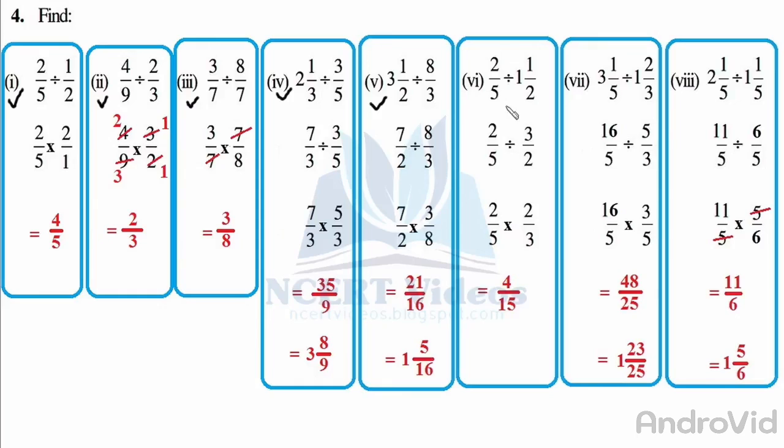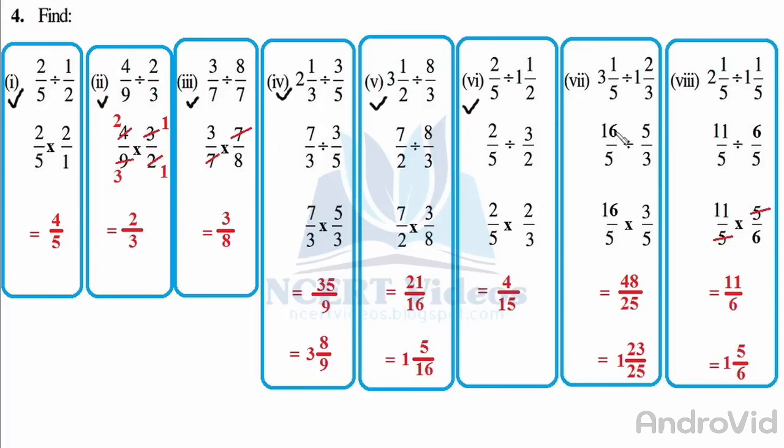Now here 2 by 5 as it is, divide by 2 ones are 2 plus 1, 3 by 2. So you cannot cut it here. Do not make this mistake. You have to cut only when you convert it into multiplication, as you do here. So 4 over 15 is your answer.